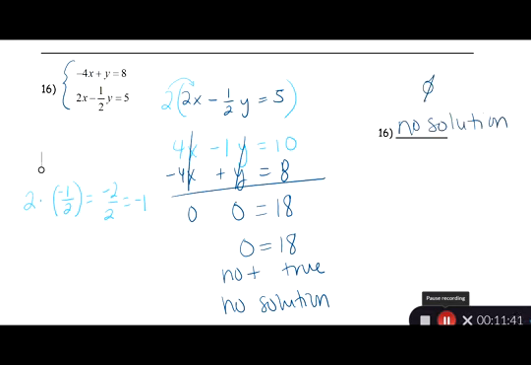Or you can write the empty set. It means no solution. What it really means is that these two lines are parallel lines, and there is no point where these two lines are going to intersect because they're parallel. So there's no solution. There's no point of intersection in this system because they're parallel lines.